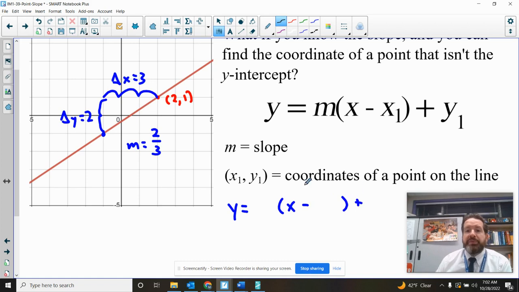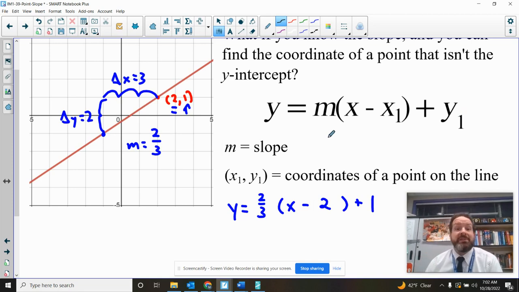and we're then going to just put the numbers in the spots where they go. The slope number of 2/3 goes in front of the parentheses. The x coordinate of the point, that's the 2, goes in where the x1 position is. And the y coordinate of the point, the 1, goes on the back where that y1 position is.